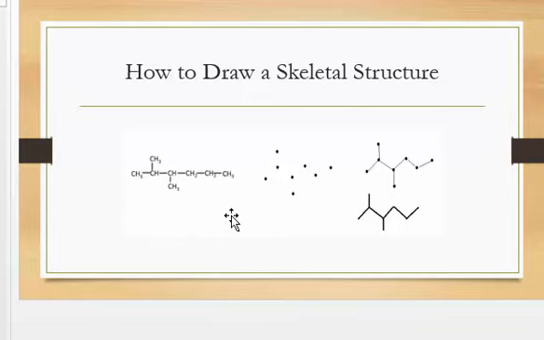To begin the skeletal structure, I represent each carbon atom as a dot. In the expanded condensed formula on the slide, there are 1, 2, 3, 4, 5, 6, 7, 8 carbon atoms with 6 carbon atoms in a chain and 1 carbon atom above the second carbon atom and 1 carbon atom below the third carbon atom in the chain.